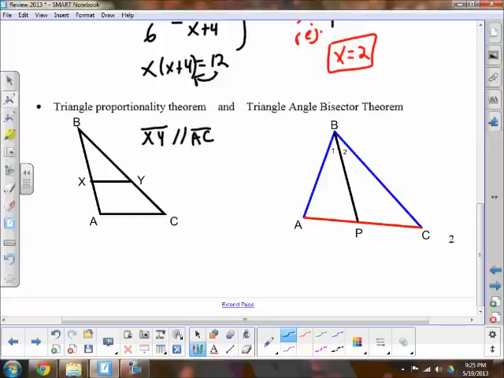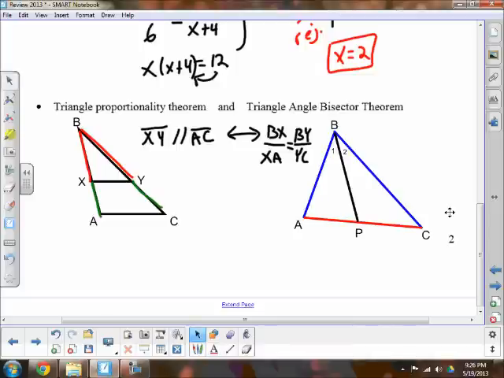XY is parallel to AC if and only if EX over XA is proportional to BY over YC. So what it's basically doing is cutting this triangle, its sides into proportional lengths. DX, BY, XA, YX. A similar theorem, but not really related, is the triangle angle bisector theorem.